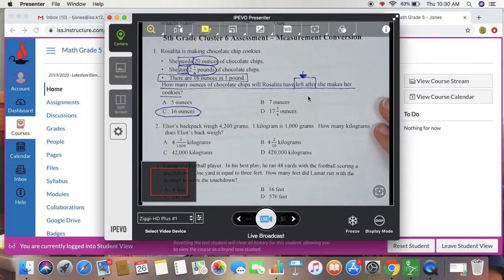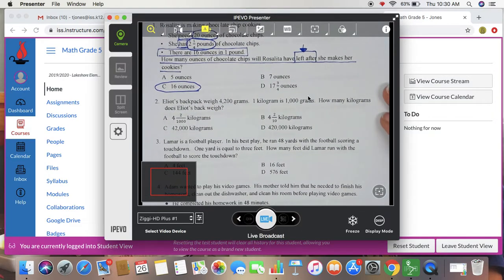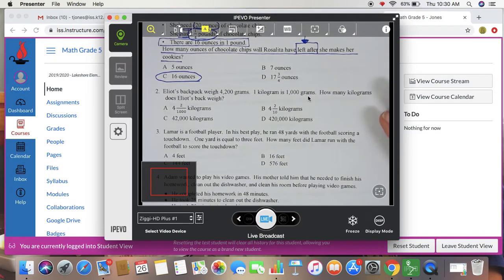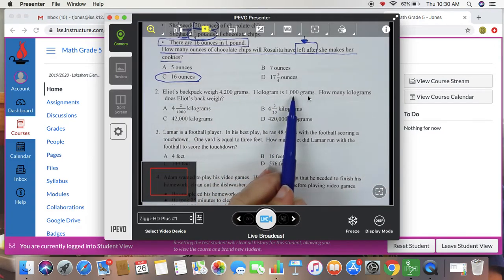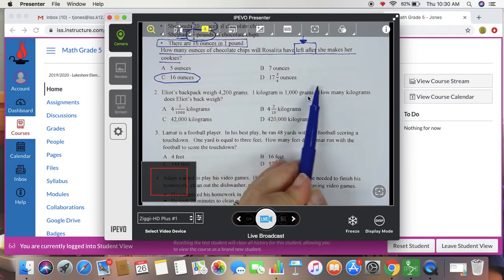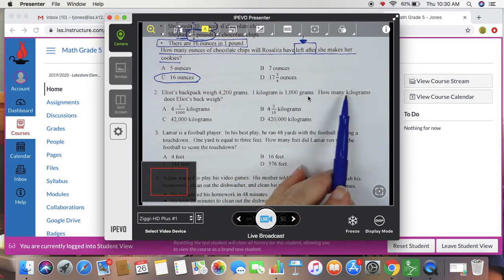All right, so let's look at number 2. Elliot's backpack weighs 4,200 grams. 1 kilogram is 1,000 grams. There's our conversion that we had to memorize. How many kilograms does Elliot's backpack weigh?